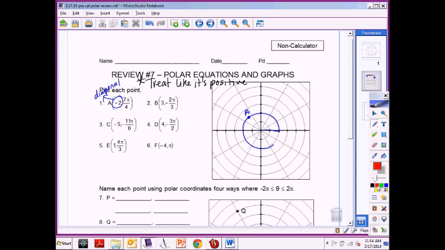Again, on number 2, we're going to treat everything like it's positive. So I'm going to go out to 3. 1, 2, 3. So I'm right here. And I'm going to go to angle 2 pi over 3. Well, angle positive 2 pi over 3 is right there. Because it's a negative angle, what this means is that I am actually going to reflect over the x-axis.